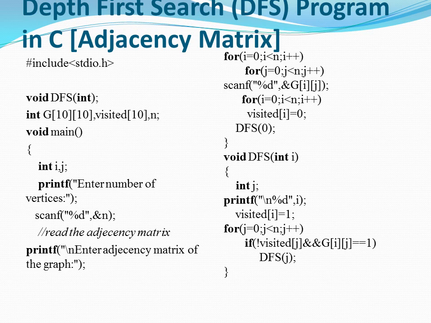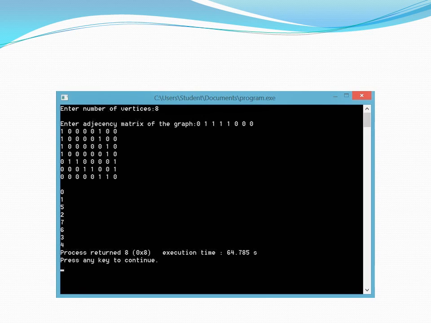In the DFS method, first we are printing that node and setting visited as 1. Then we are checking if there is a child for that node and it is not visited. If so, we are setting it as 1, and from that node again we are calling DFS of j. Using recursion, we are printing the depth first search of a given graph. This is the sample output.